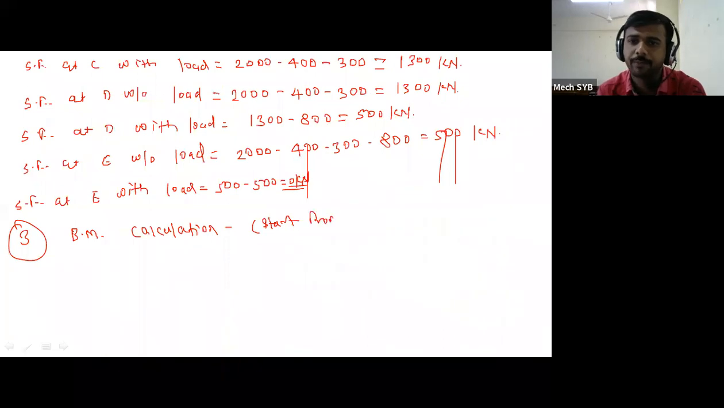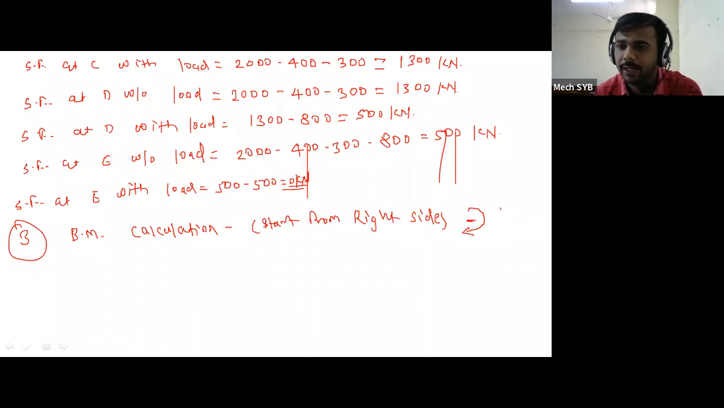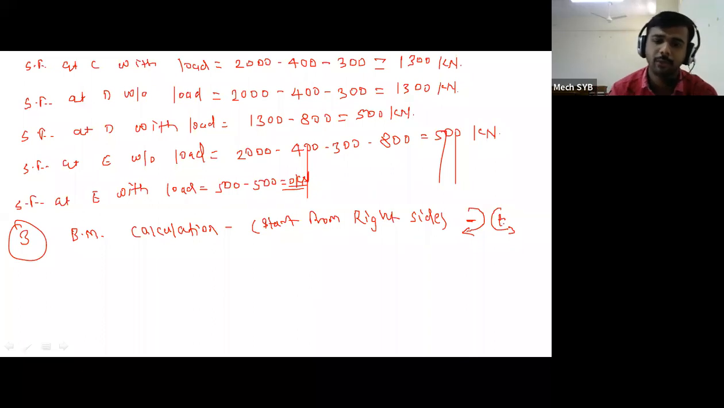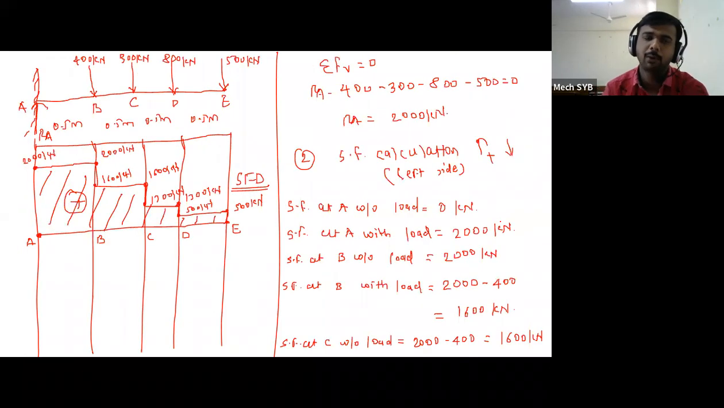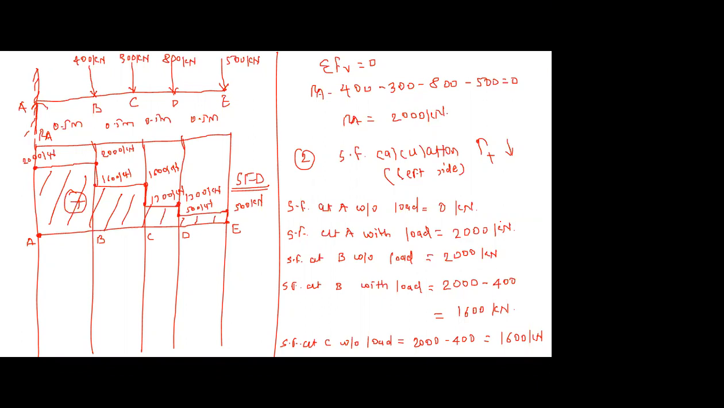Start from the right side. Clockwise movement we need to take negative, and anti-clockwise movement we need to take positive. Now tell me, if I have to start the bending moment calculation from the right side of the beam, from which point do we have to start the BM calculation? E. We have to start it from E.